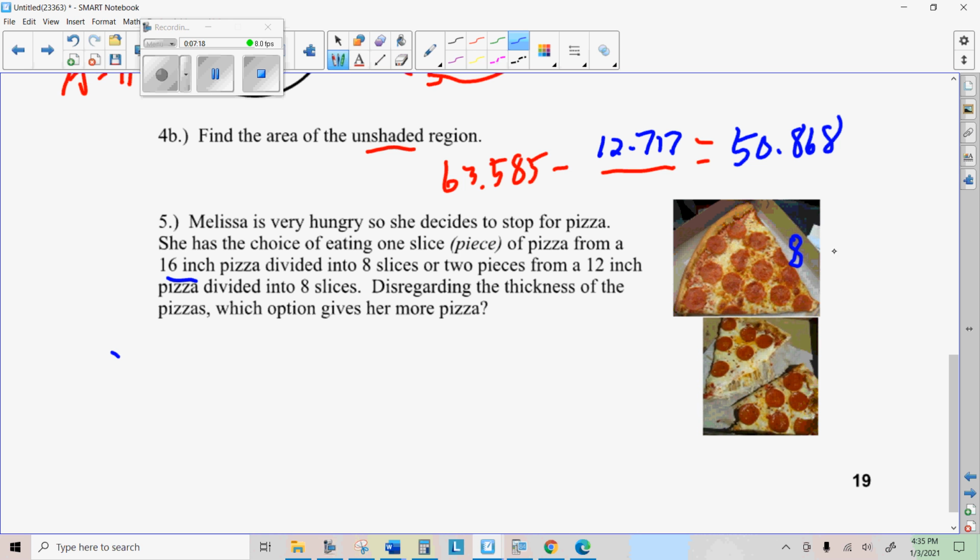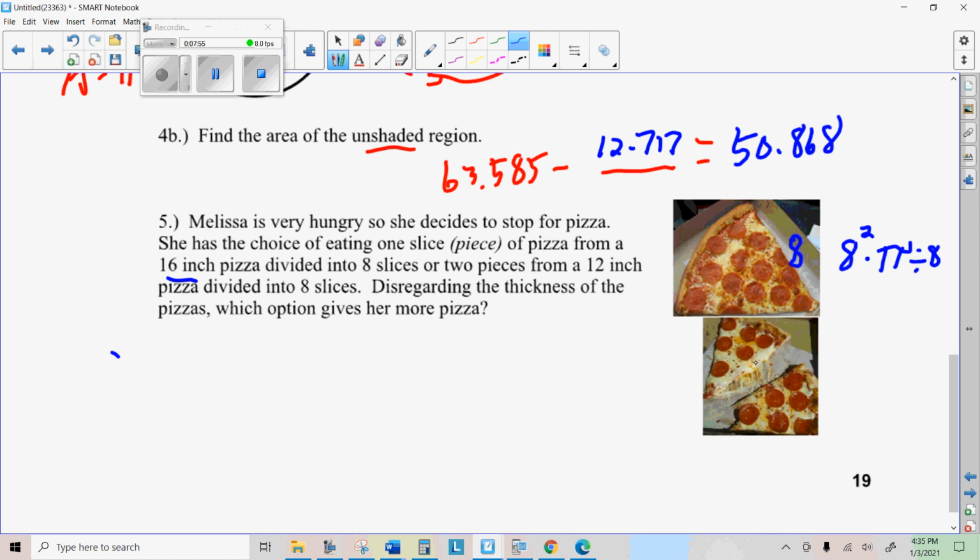So I'll put that there. The entire area of this big one is 8 squared times pi, and she's going to get 1/8 of that. You could just multiply by that fraction, or you could divide by the number of slices. I think that's a good way to do it. So you would do 8 squared times pi divided by 8, since she's going to get 1 slice. That's the area of that piece.